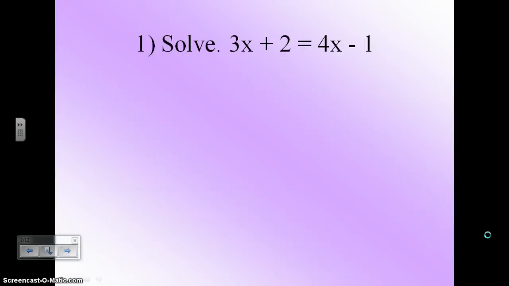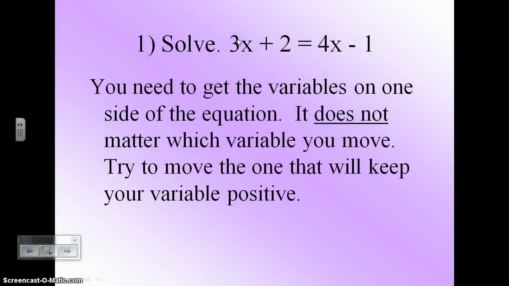So if we're to solve 3x plus 2 equals 4x minus 1, if you notice there's a variable on this side and there's a variable on this side. So our goal is to get both of the variables on the same side. So you need to get the variables on one side of the equation. It doesn't matter which variable you move. Try to move the one that will keep it positive. So try to keep the smaller number.